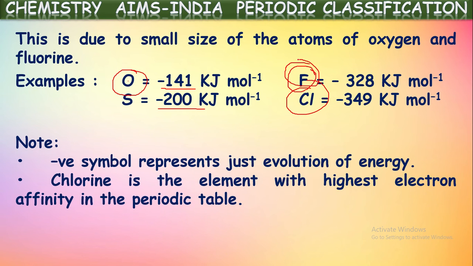And among all the elements in the periodic table, chlorine is the element with the highest electron affinity. So we told that in any period, the halogen is the element with the highest electron affinity. In the halogens, the first element is fluorine. Actually, it should have the highest electron affinity, but because of its smallest size, the next element, chlorine, has the highest electron affinity among all. Okay.